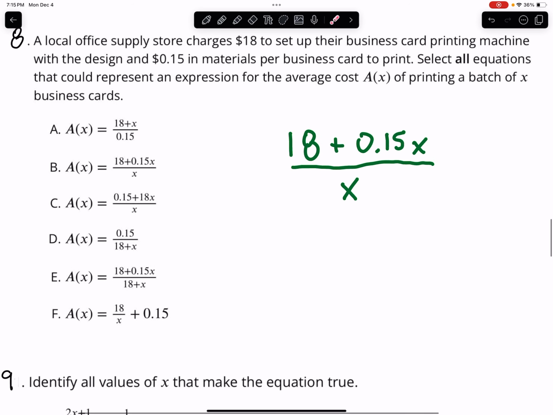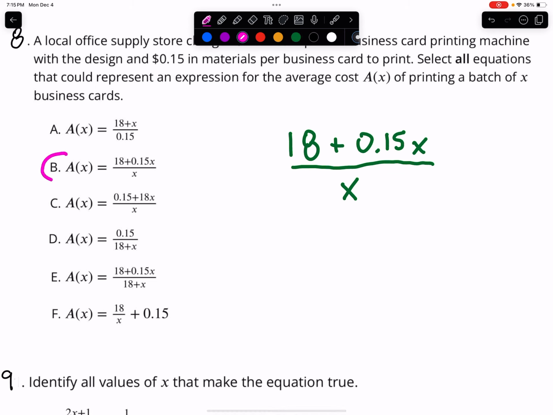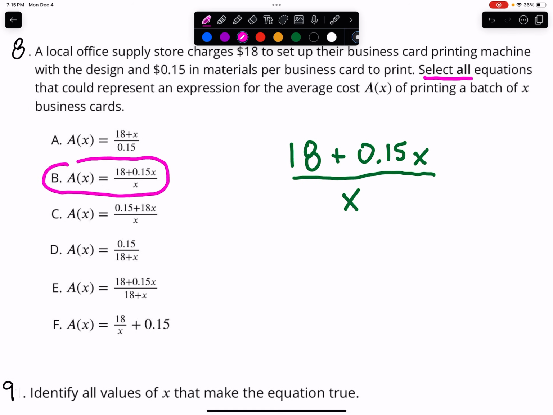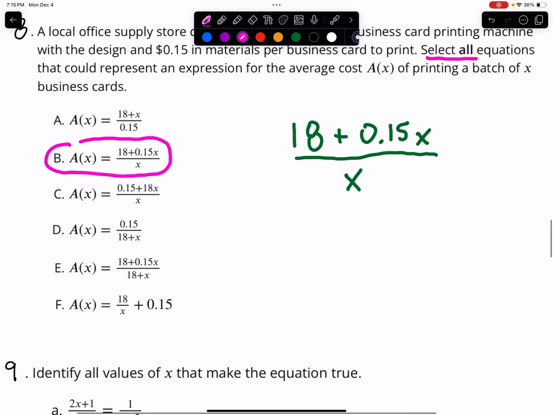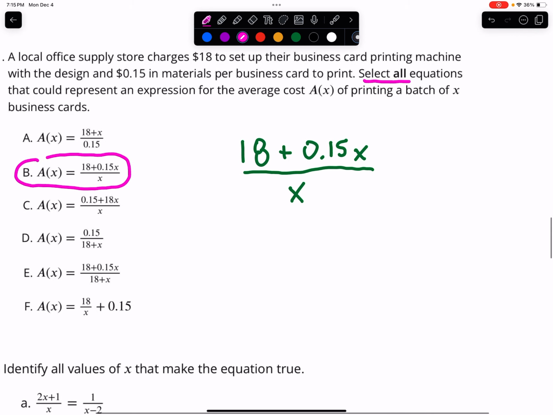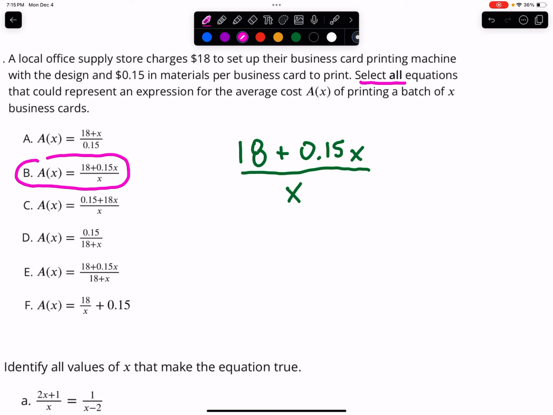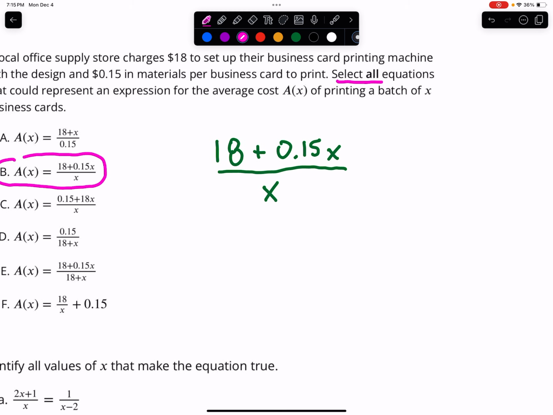Okay, so is that over there? Do I have anything that looks like this? I'm thinking, here's one. Normally I would be done right there, right? But they said select all. Usually they're not going to say select all if it's just one answer. What else could we do here? Okay, they simplified this. You know why we were simplifying it? We want to see what this cost is going to approach as X gets larger and larger.